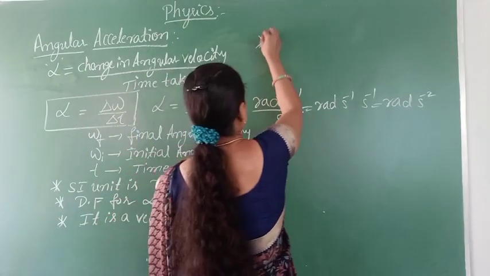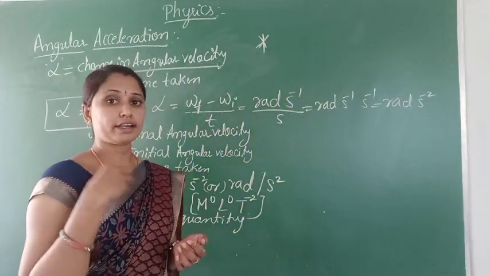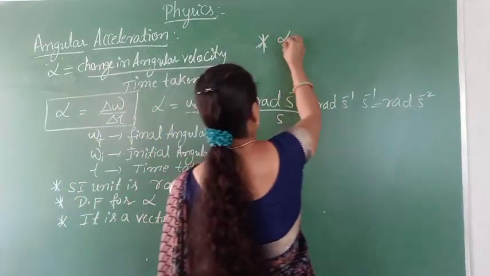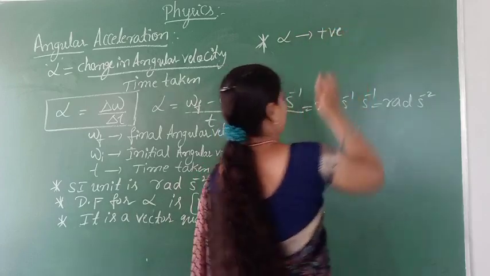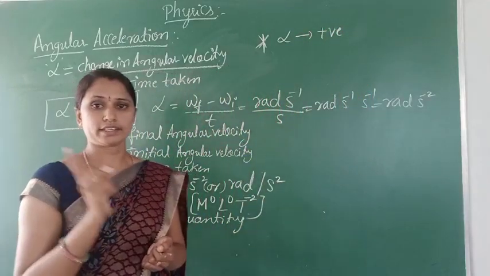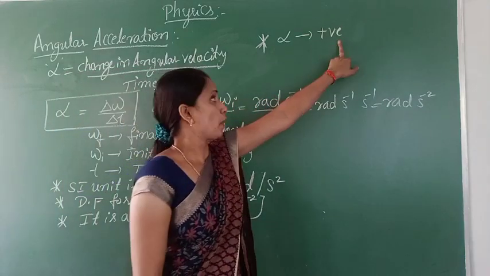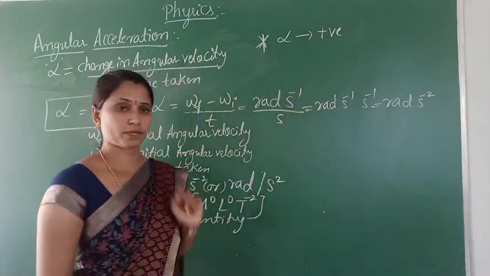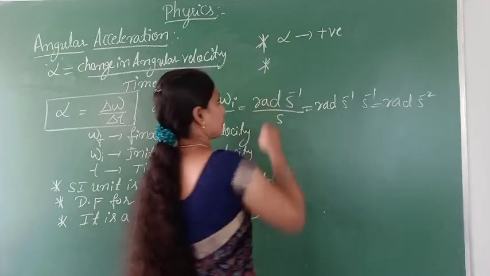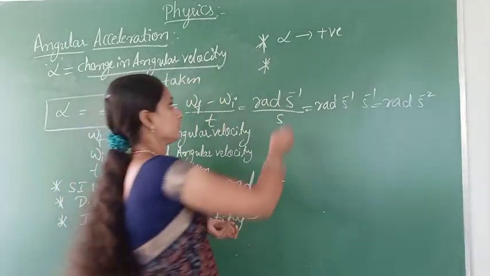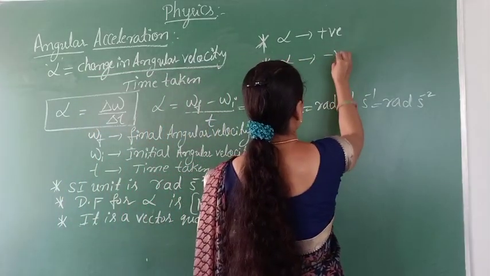Suppose when a body is rotating in the anti-clockwise direction, alpha is taken to be positive. So if any rigid body is rotating anti-clockwise, we use a positive sign convention for angular acceleration. Suppose when the body is rotating in the clockwise direction, then angular acceleration is taken to be negative.